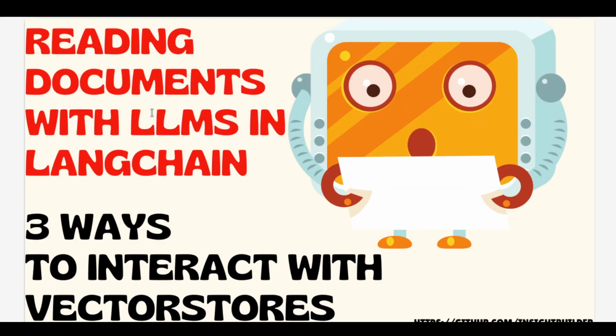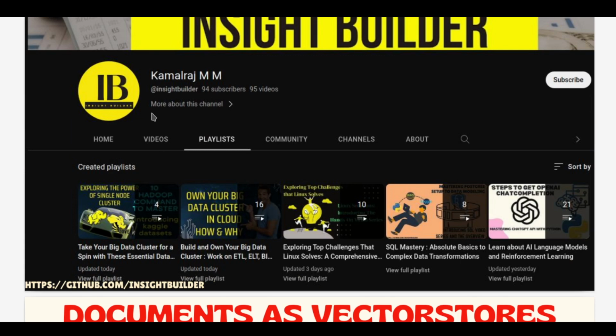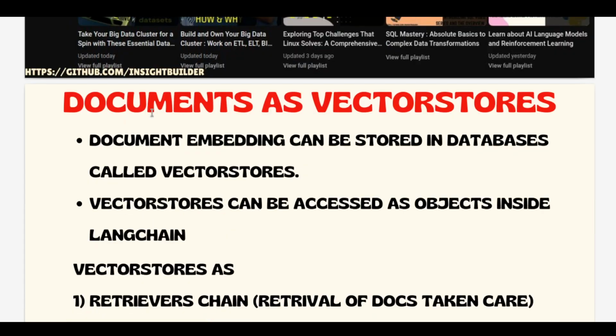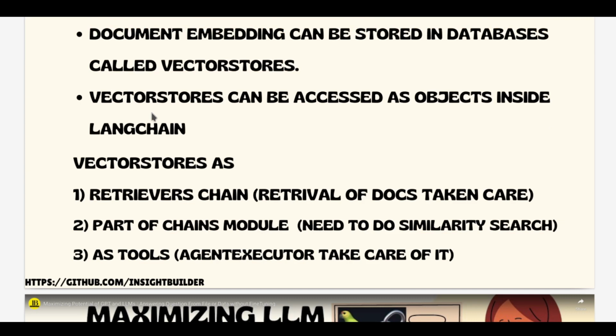In order to interact with the documents, as I was telling, we are going to read the documents with large language models. Now you know that the real world documents are converted to vector stores, and inside the Langchain library, we will be directly interacting with the vector stores, these vector objects. There are a couple of ways to do this.